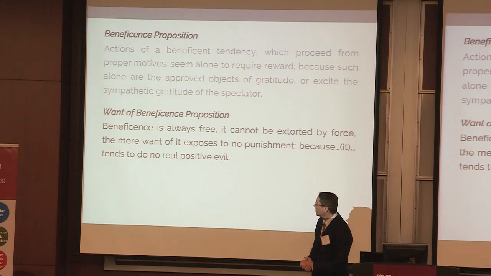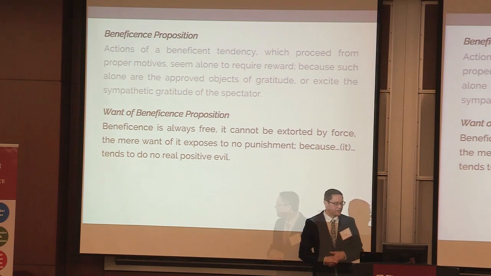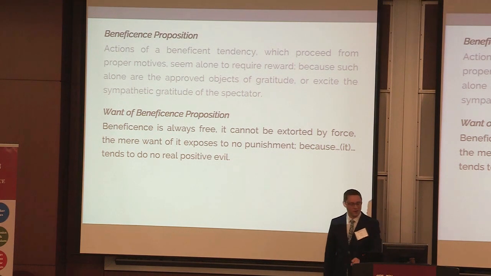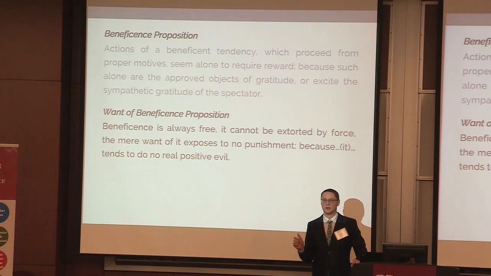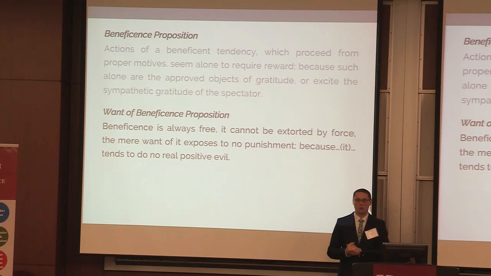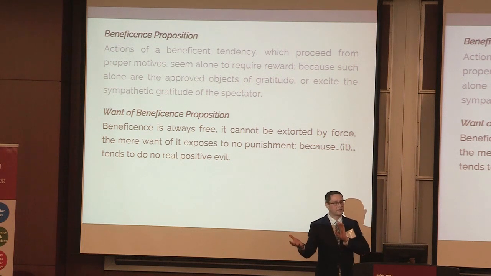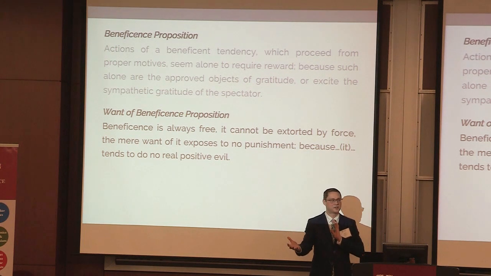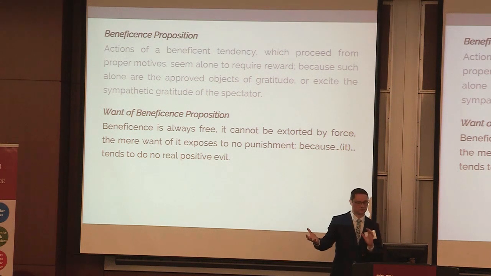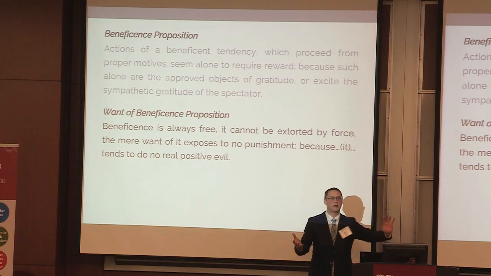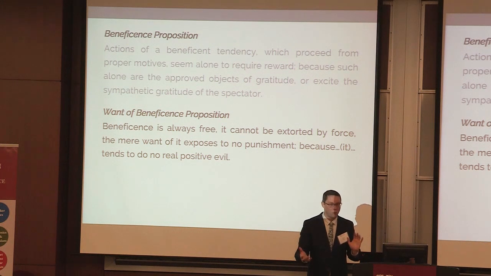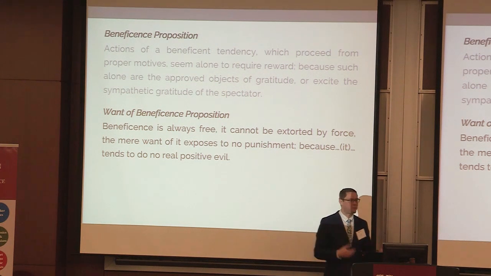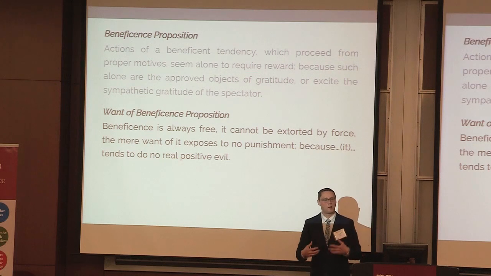Another proposition, we call it the want of beneficence proposition. So he says beneficence is always free. It cannot be extorted by force. The mere want of it exposes to no punishment because it does no real positive evil. So what he's saying here is we would like to have beneficence, but if it doesn't come, we can't punish somebody for not giving it to us. Why? Because it didn't do any harm. We can be upset about it, we can think of him a really bad person, he goes on to say, but we don't go around in punishment.